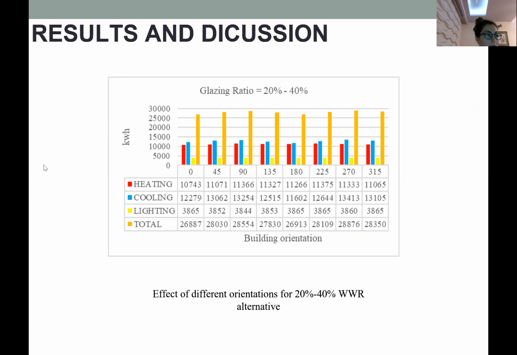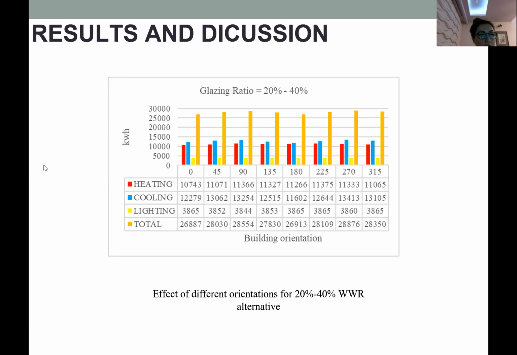In this figure, the comparative analysis was performed in 8 steps by changing the angle between the vertical axis passing through the north facade and the north axis. For example, the energy consumption for the 20% and 40% WWR alternative with 8 orientations of the building is shown in this picture.